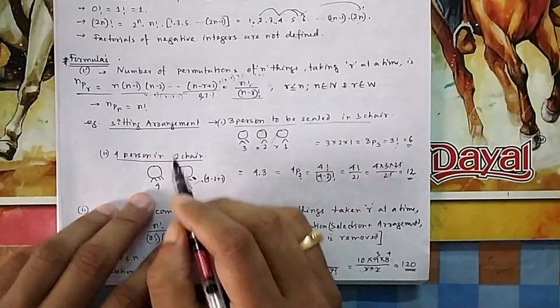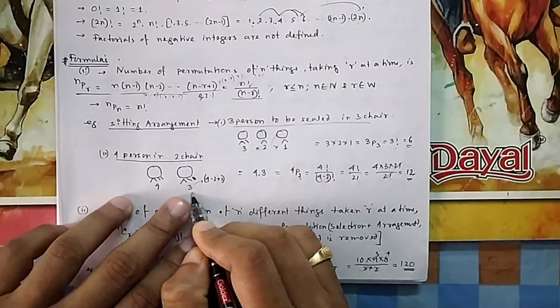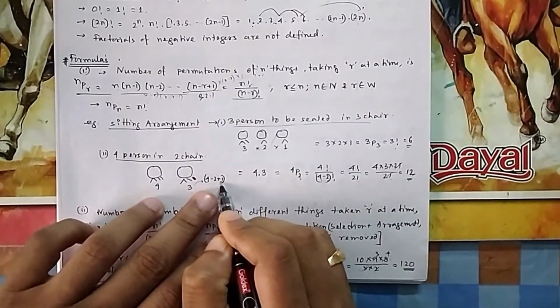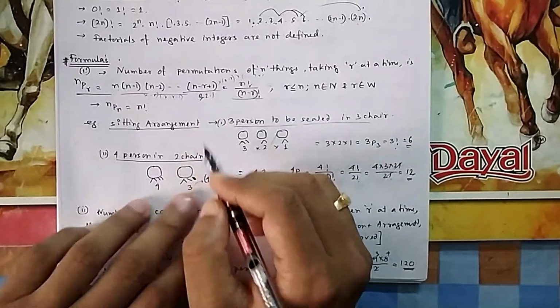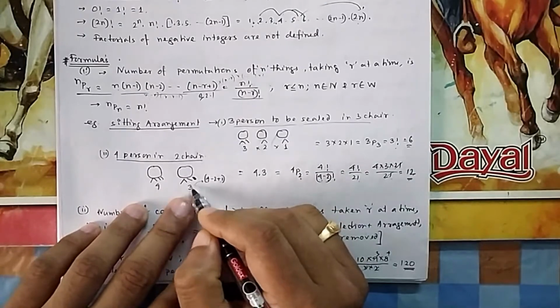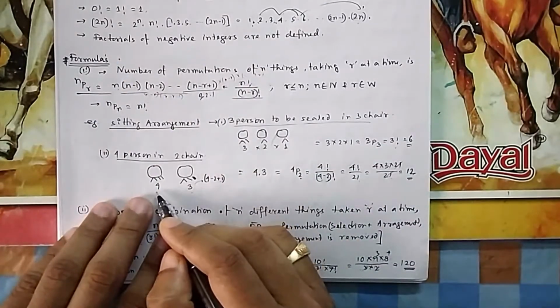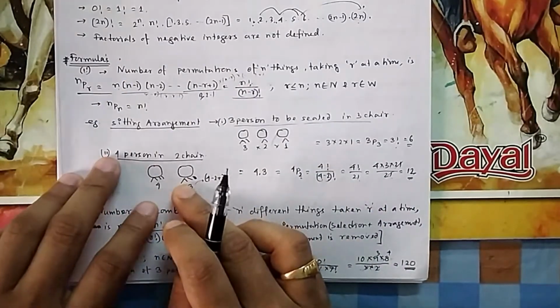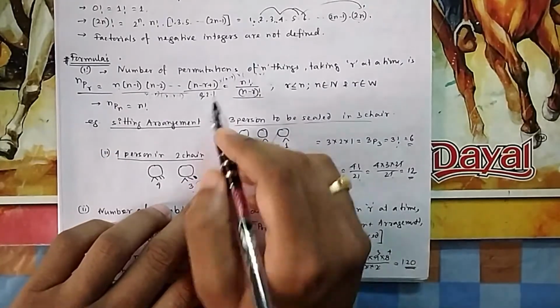So now you can see why it is n minus r plus 1. The 3 is nothing but actually 4 minus 2 plus 1. That's why it is n minus r plus 1. Because you need 2 persons, so 4 minus 2 is 2, but it will stop 1 before, because you are starting with 4, you will write 2 numbers. That's why plus 1 is coming.